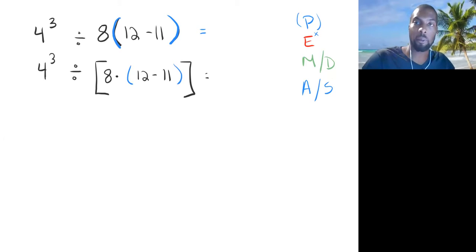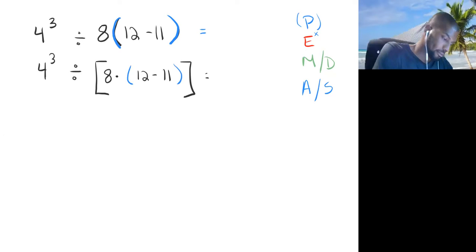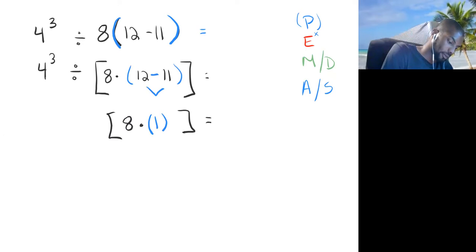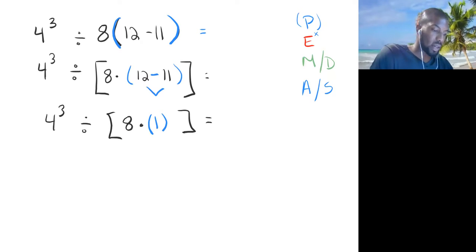So first we do our parentheses, everything inside the parentheses. So I only have subtraction. 12 minus 11 is 1, right? So inside the parentheses is 1. And it's going to be multiplied by 8. But we are going to take this one step at a time. All right, so I've gotten rid of my parentheses, right?